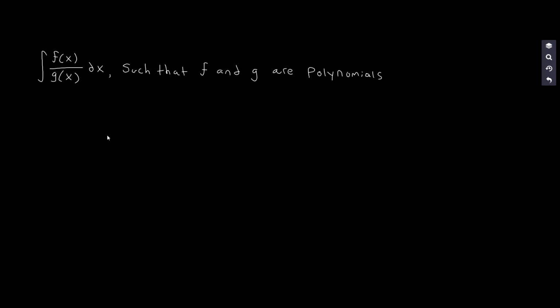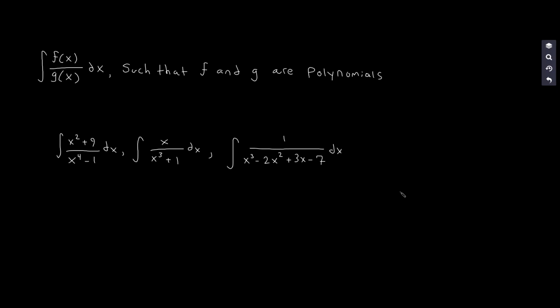Okay, so imagine that we have an integral f of x over g of x, and we want to integrate with respect to x such that f and g specifically are both polynomials. So there's a polynomial in the numerator and there's a polynomial in the denominator. Knowing how to integrate such an expression basically upgrades our toolbox because now we can tackle integrals like this, and even like this, assuming that we do it correctly.